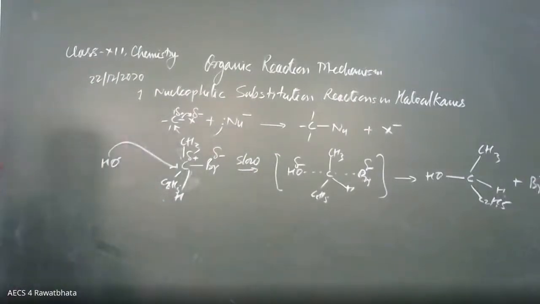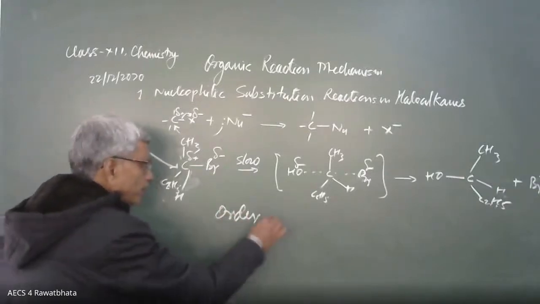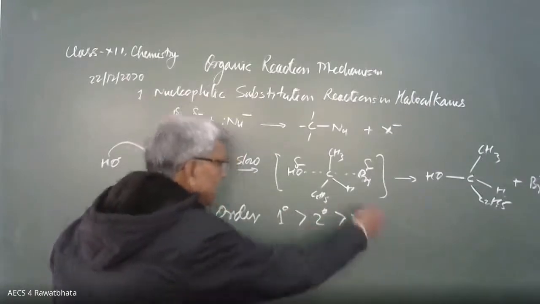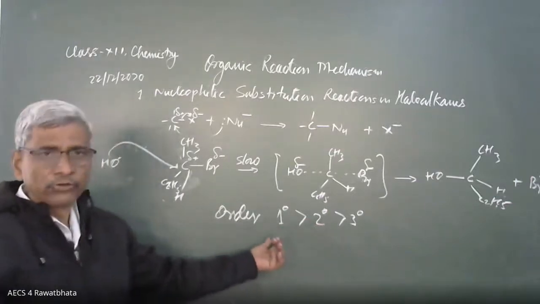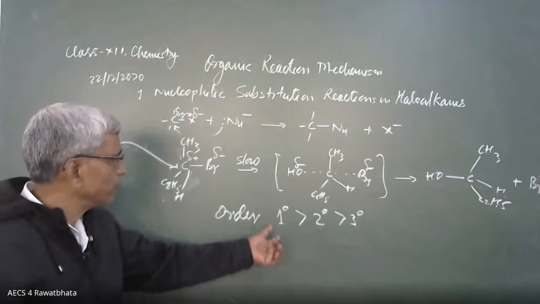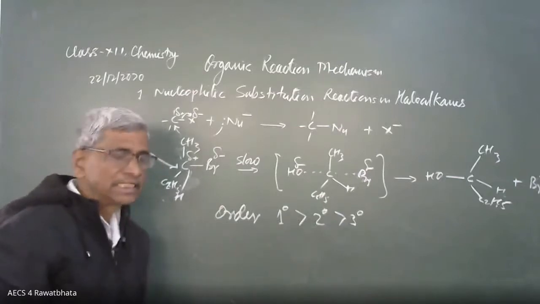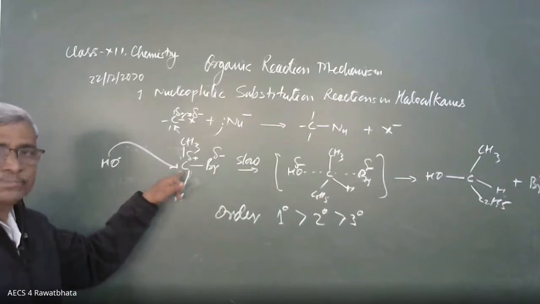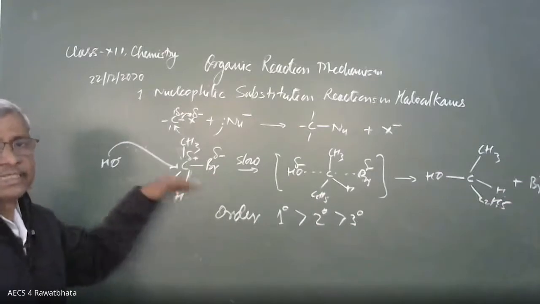Okay, beta? The order of reactivity of haloalkanes which follow the SN2 mechanism is 1 degree greater than 2 degree greater than 3 degree haloalkanes. This is the order of haloalkanes. It means all may follow the SN2 mechanism, but 1 degree follows it in a better way as compared to 2 degree, and then 3 degree. The reason is that in 1 degree the steric hindrance is minimum. Therefore, attack from the side opposite to the halide is easier.